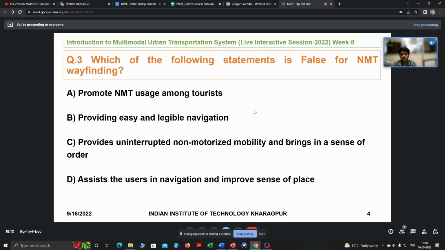Then the D is assist the users in navigation and improve the sense of place. Obviously it will assist the users in navigation, right? So the false statement is this, right?